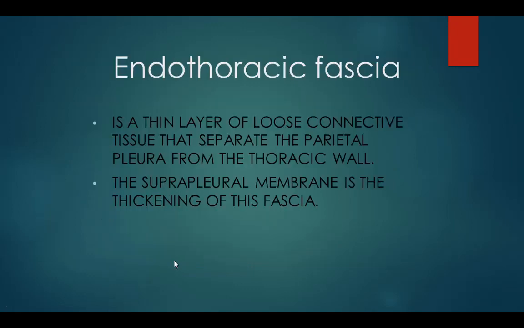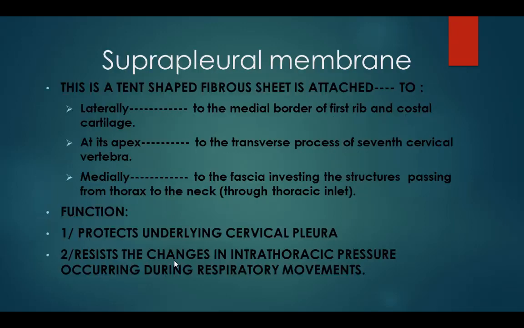The endothoracic fascia is a thin layer of loose connective tissue that separates the parietal pleura from the thoracic wall. The suprapleural membrane is the thickening of this endothoracic fascia. So the suprapleural membrane is very important, so we should know it very well.